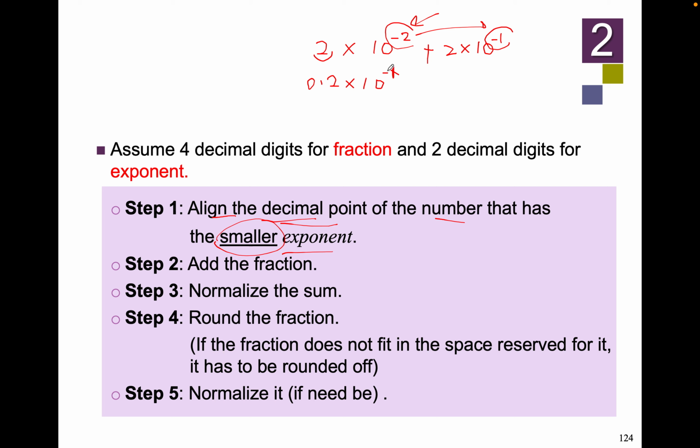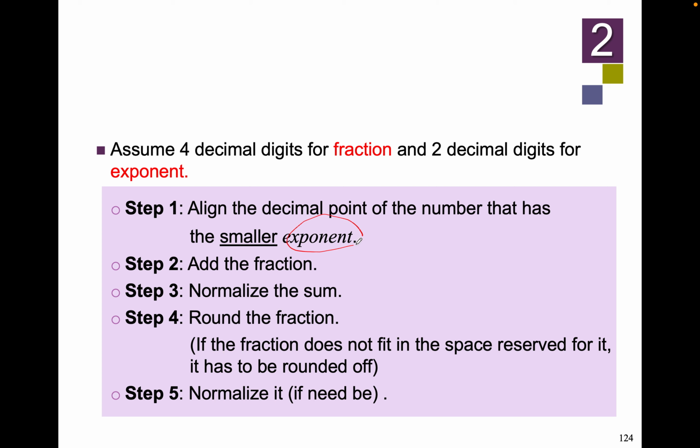Why does it become minus 1 now? Because I move to the left and add 1, so my exponent is now negative 1. And now I have plus 2 times 10 to the power of minus 1. My exponent is now similar, so I can directly add them together and get 0.2 times 10 to the power of minus 1. That is the meaning: you need to make the exponents similar, and you need to choose whether it is the biggest exponent or the smallest exponent.